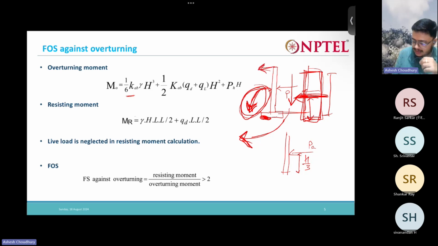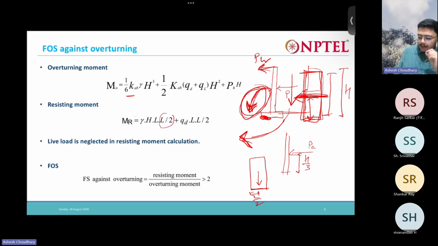And next is our Ph, which is acting at a height h from the bottom. So Ph times h. So that is the overturning moment. Now what is the resisting moment? It is from the weight of the soil, acting like that here. This is L and this is L by 2. So gamma into h into L into L by 2 plus qd into L by 2, same due to the dead weight.